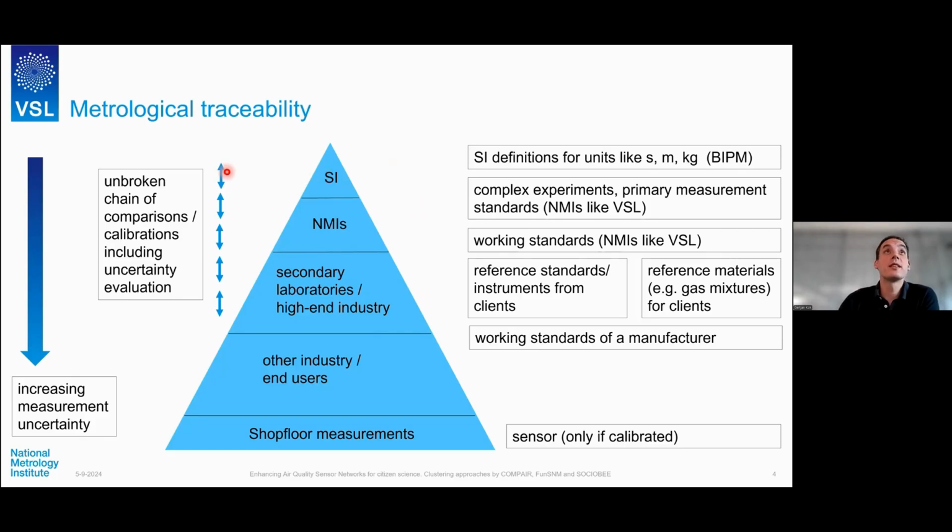Yeah, so this is what methodological traceability is all about, and also what we are typically considering in metrology and in our institute. And of course, the lower you get in this pyramid, the higher the uncertainty becomes. But also the cheaper and more efficient the measurements usually get. So for each application, you have to find a balance.